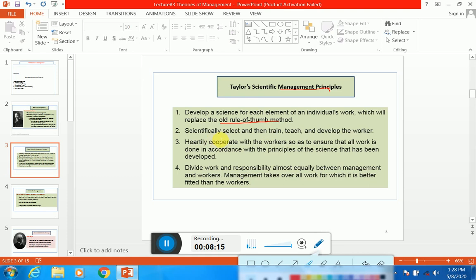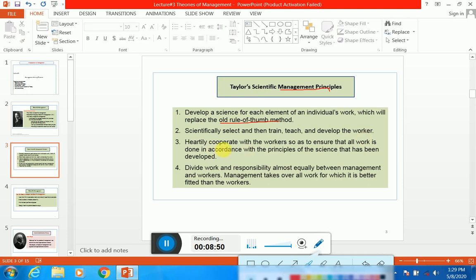Then he introduced: scientifically select, train, teach and develop the worker. Everyone knows we should select people scientifically, meaning properly by a standard. There is a hiring standard. For example, when a person is hired, first they must have 80% marks. Second, the person is good in communication. Third, I have to properly train the people. I have to properly develop the people. That was basically the principle of your scientific management theory.